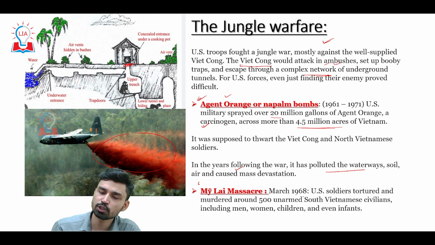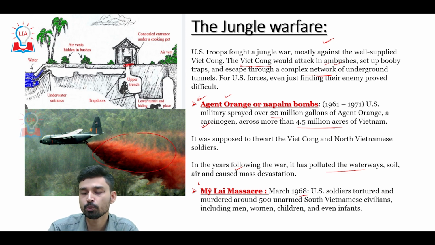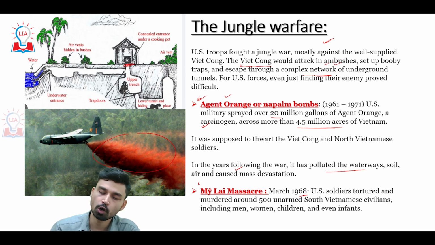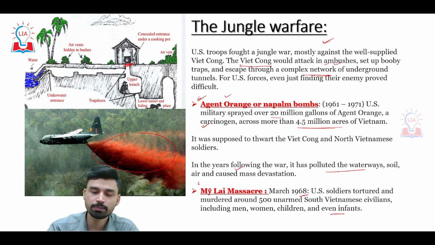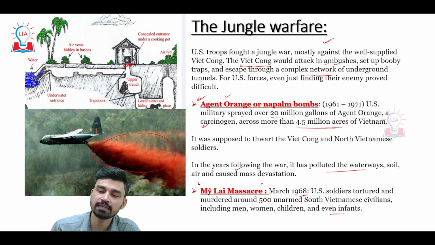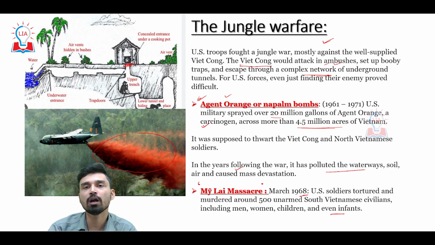Actually, in March 1968, it is said that US soldiers tortured and murdered almost 500 unarmed South Vietnamese civilians, including men, women, children, and even infants. This was because of large-scale discontentment among the US troops, as they were not able to make any significant breakthrough in the war. And also, it was very difficult for them to identify who is a communist sympathizer, who is actually a Viet Cong member, and who are the innocent villagers who are just living their life.